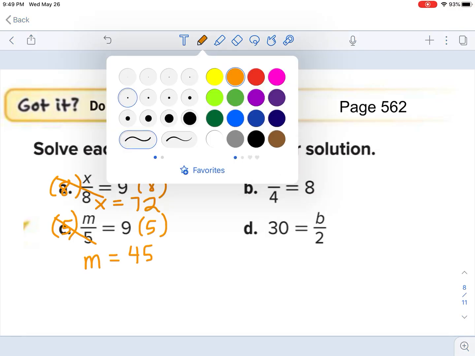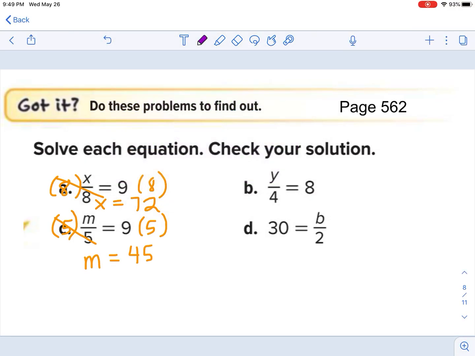And let's go over to this side of the page and see how we did here. Y divided by 4, I'm going to multiply by 4 on both sides to get that y all by itself. Y equals 32. 8 times 4 is 32.